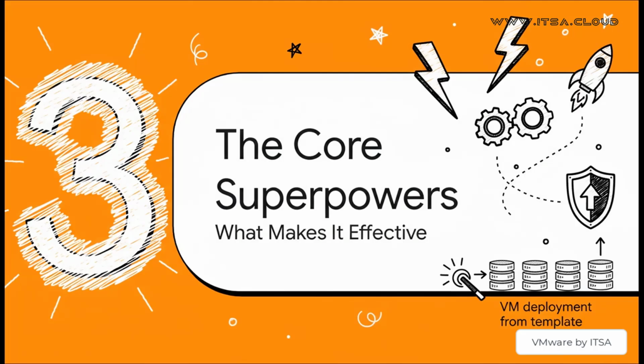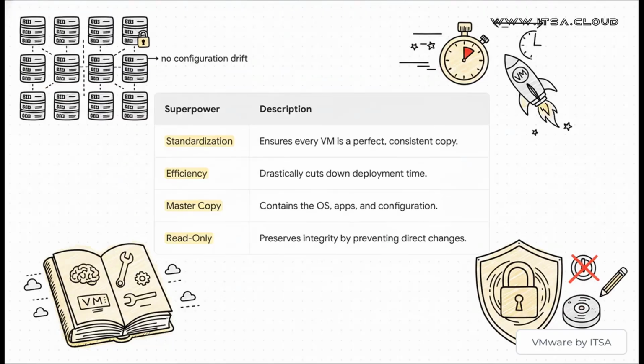So, what makes this whole template idea so powerful? What's the secret sauce? Well, let's break down its core superpowers, because they are pretty impressive. Okay, so these four things really work together to make the magic happen. First up, you get standardization. This is huge. It means no more configuration drift, where one server is slightly different from another.